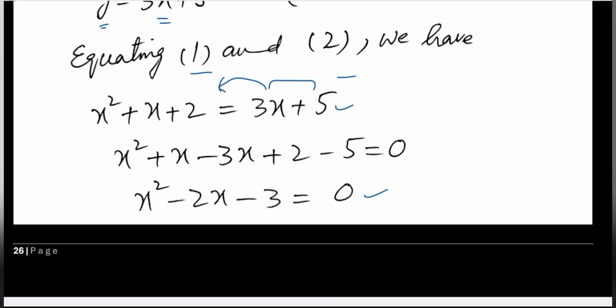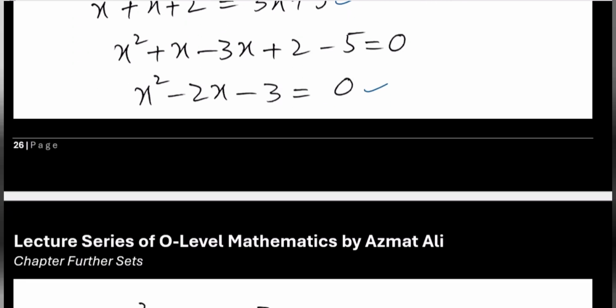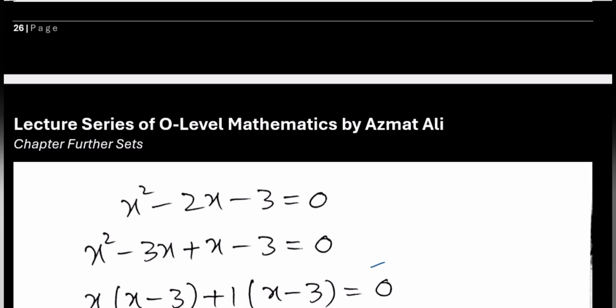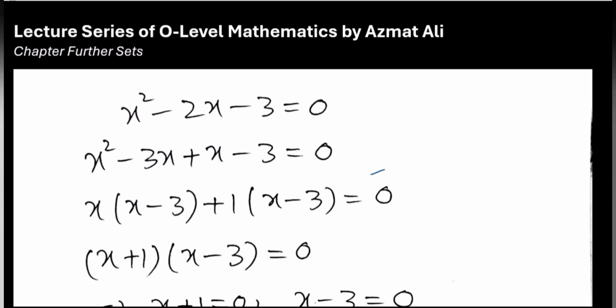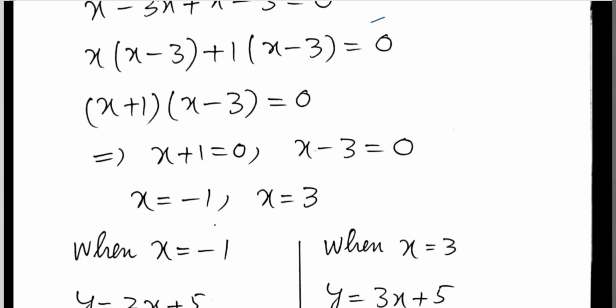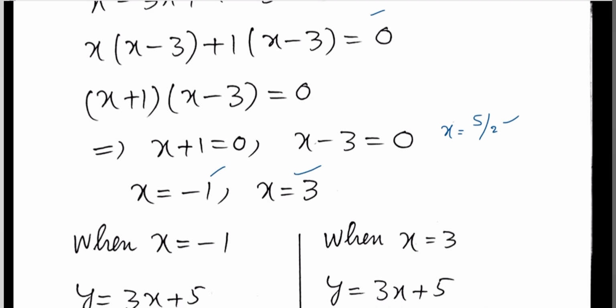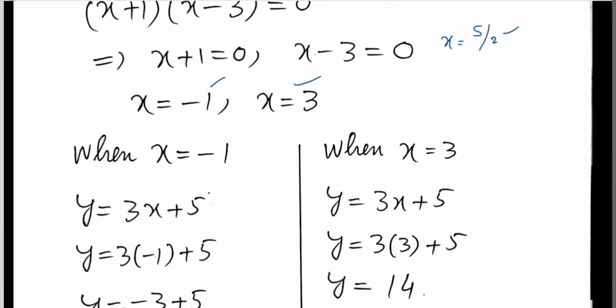By solving this equation either by using the quadratic formula or simply by factorization, I have two values of x. One is x is equal to minus 1 and the other is x is equal to 3. In this question, there is no condition of integer. Suppose if one of the values is x is equal to 5 by 2, it is also acceptable here, because in the question it is not given that x and y should be integers.